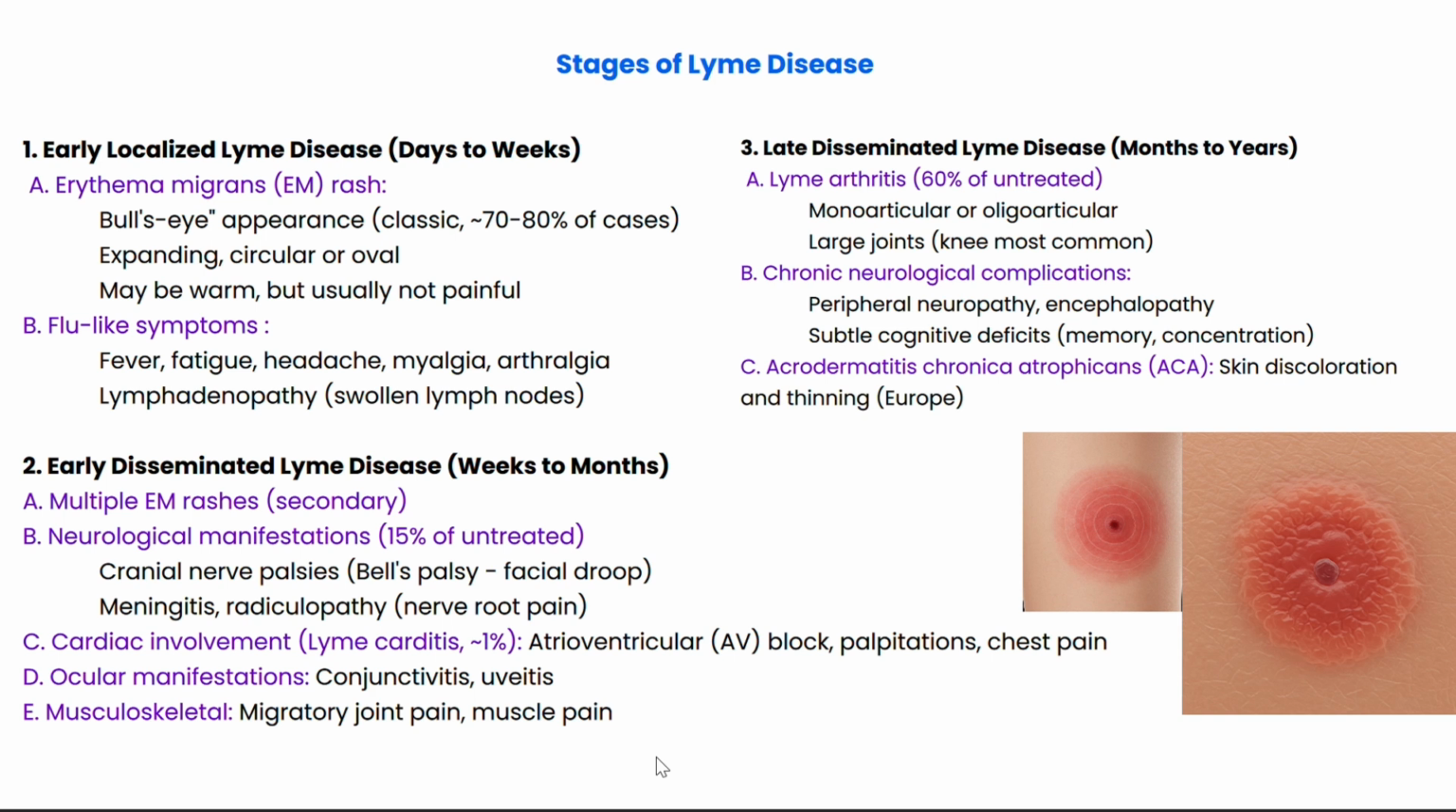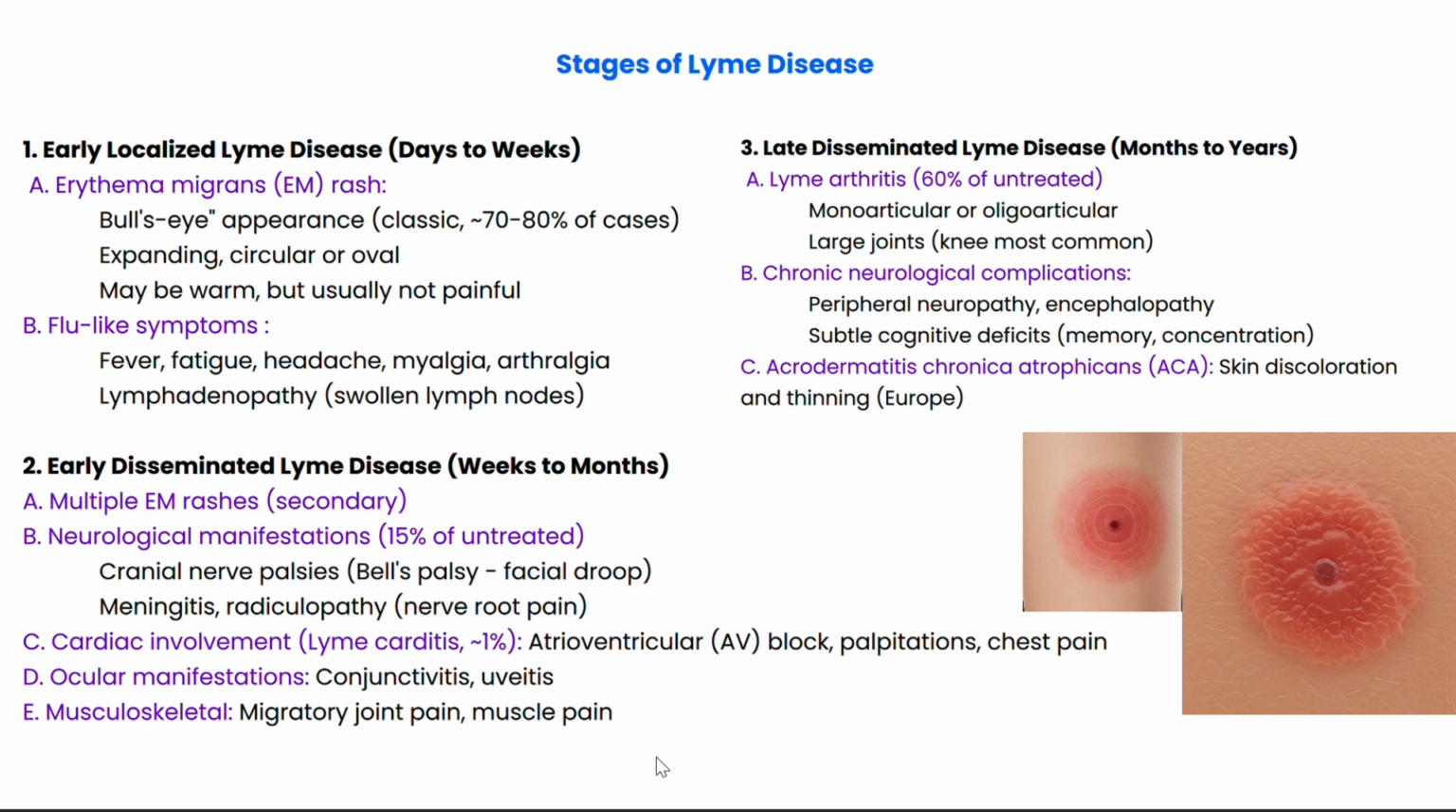You can see in the picture, it spreads all over the body, and it's important to note that this classic presentation occurs in only about 70 to 80% of cases. The rash is typically expanding, circular or oval shaped, and may be warm to the touch, but it's usually not painful. In addition to rash, patients may experience flu-like symptoms such as fever, fatigue, headache, muscle aches, known as myalgia, joint pain, or arthralgia, and swollen lymph nodes, or lymphadenopathy.